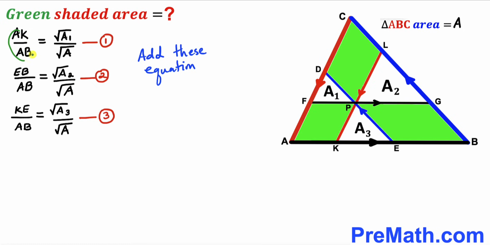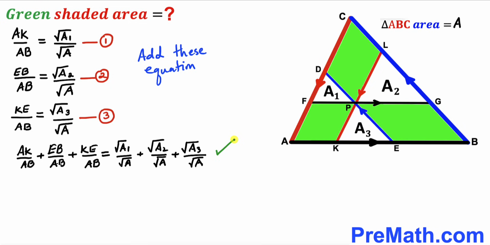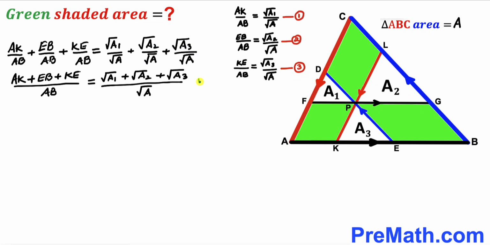We are going to add the left hand sides, and then I'm going to add the right hand sides at the very same time. As you can see in this next step, I have added the left hand sides and the right hand side. I have added these terms as well. And now let's make an observation. We can see AB is the common denominator on the left hand side, and likewise the square root of A is a common denominator on the right hand side, as you can see in this next step.